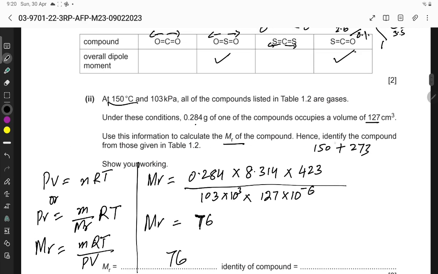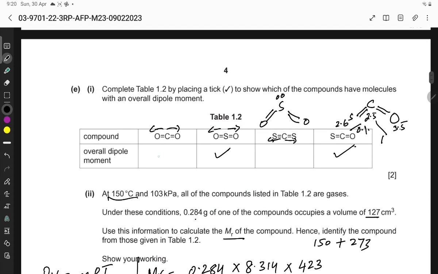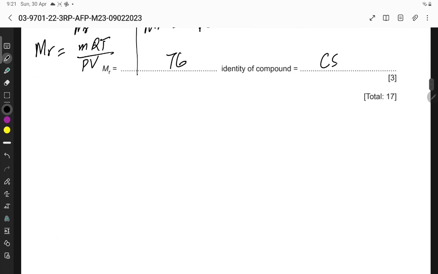Identify the compound from those given in the table. Carbon dioxide has mass 44, SO2 is 32 plus 32, this is 64, CS2 is 12 plus 64, which is 76. So this is CS2.